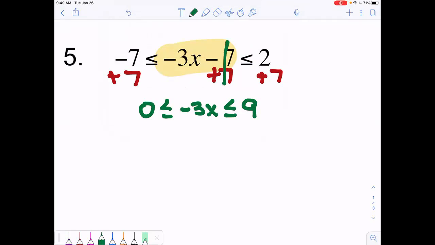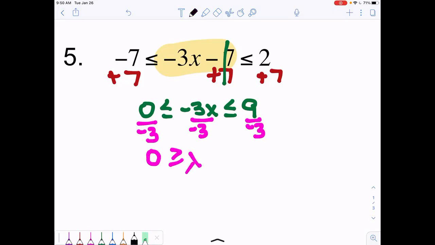So we're starting in the middle. We're trying to get x by itself in the middle. So we added 7 to the other side. Chase, what would the next thing that we would want to do to get x by itself? Yeah, we're going to divide. Chase, what's 0 divided by negative 3? 0. Yeah. What happens when you divide by a negative? The sign flips. So we got to flip that sign around.